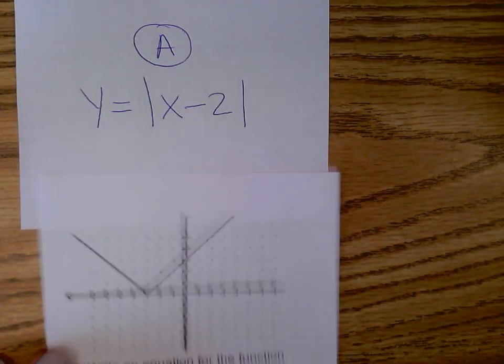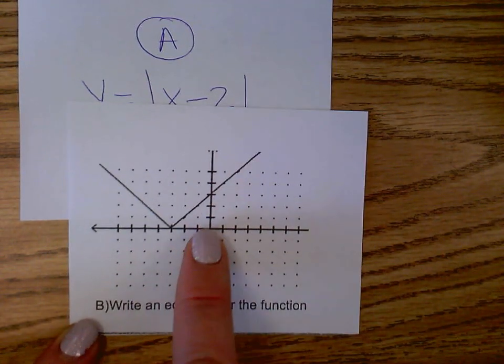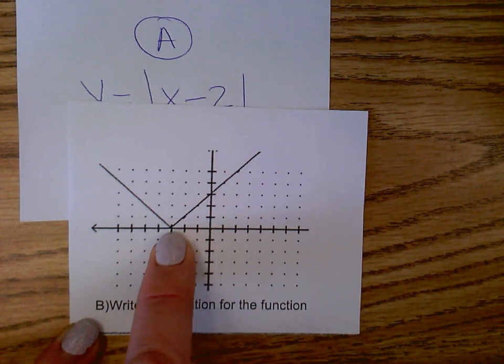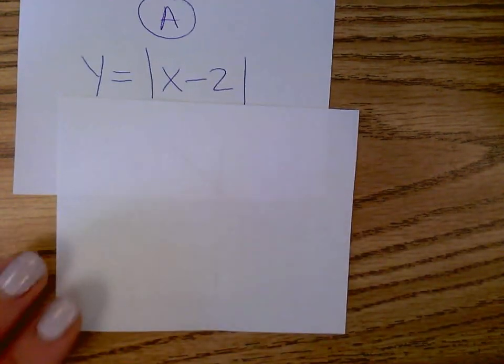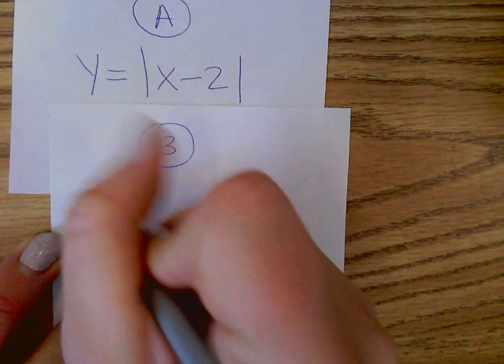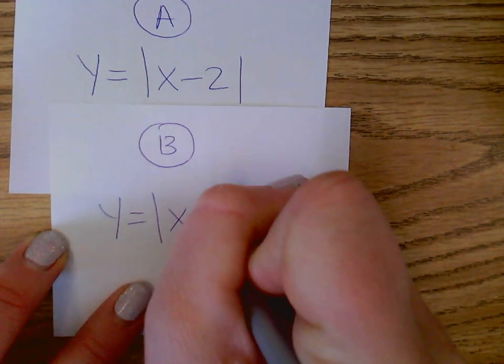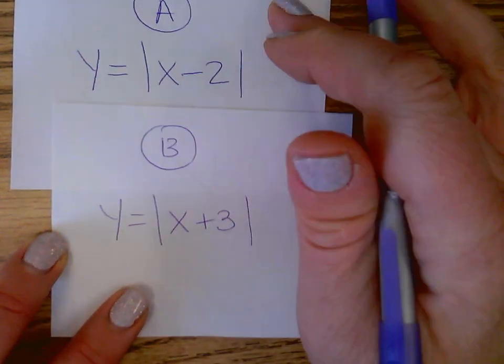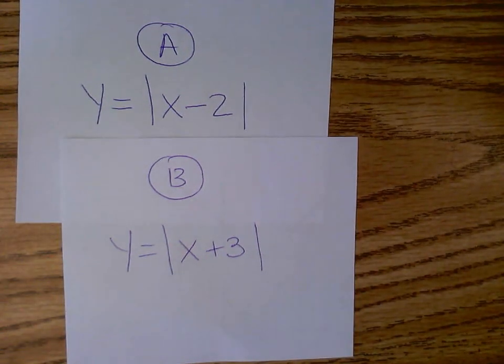So you all found B? This has been shifted to the left this time, right? So on B, we would write x plus 3 to go to the left. So I'm writing on the back of the card the correct answer so that you could quiz yourself that it went to the left.